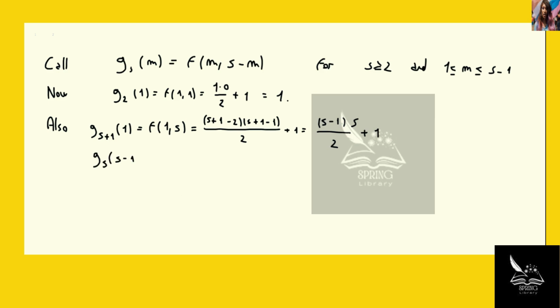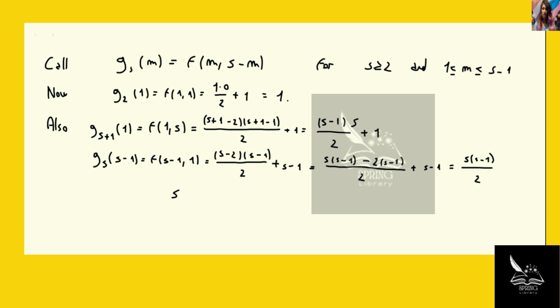Now, g_s(s - 1) is instead f(s - 1, 1). You plug in the values. You do a bit of algebra here, where we're just using the distributive property. All right, and now you see that this is exactly (s - 1)s divided by 2. Because the minus 2(s - 1) divided by 2 gets cancelled out by the s - 1. All right, so we see that g_{s+1}(1) is equal to g_s(s - 1) plus 1.